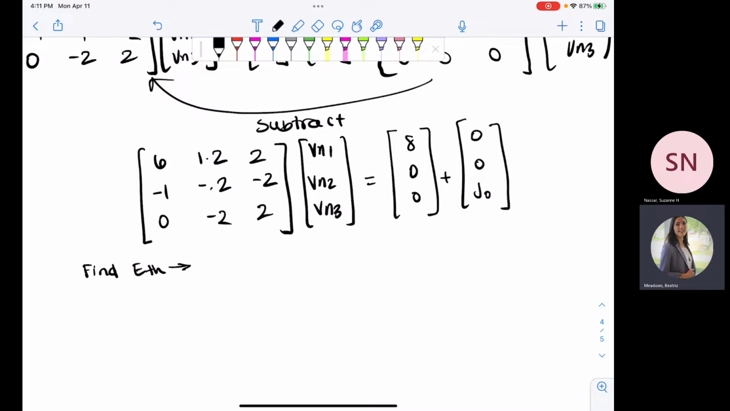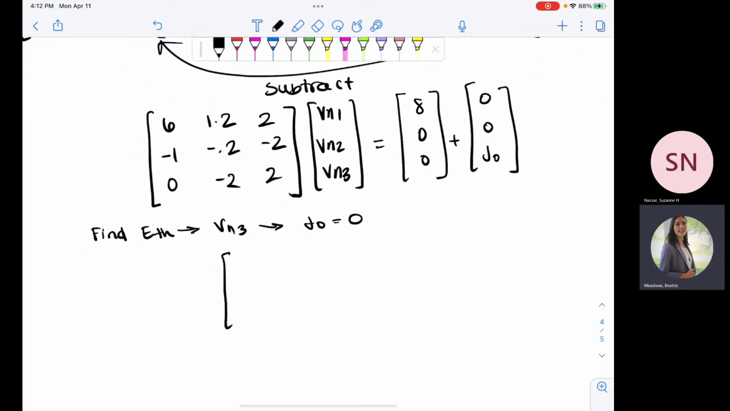So we want to find the Thevenin voltage, right? What is that going to get us? Which node voltage do we want? Three, right? Yeah, three. So now we can just plug that into the calculator, and we say that J0 is what? Zero. So what is our VN1, VN2, VN3?